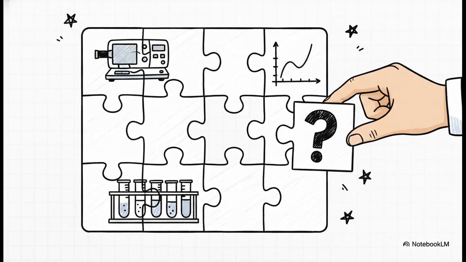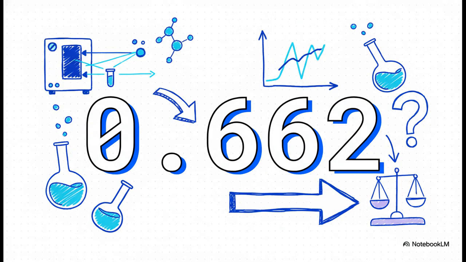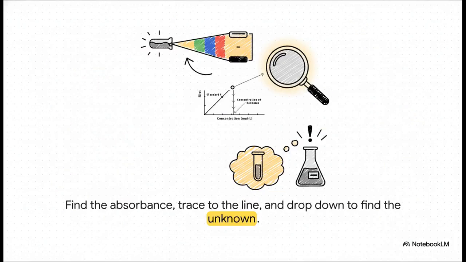Okay, map's made. Time for the final piece of the puzzle. We take our beaker of that mystery blue liquid, we put a sample into the machine, and we hit measure. And we get a number. The machine tells us the absorbance of our mystery solution is 0.662. We are now one single step away from solving this thing. This is it. This is the aha moment.